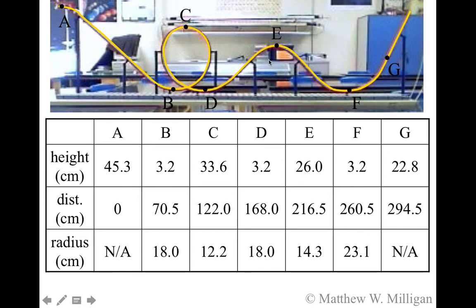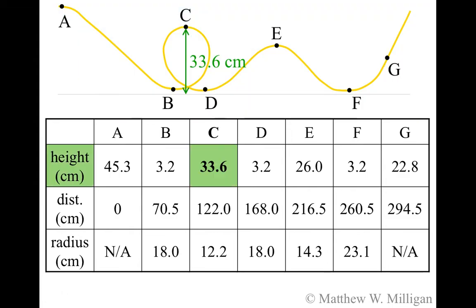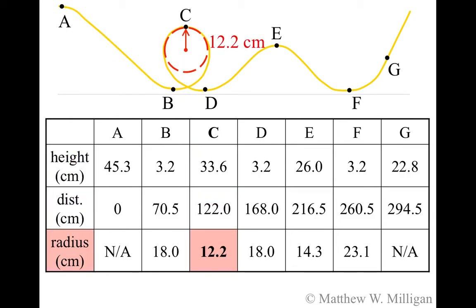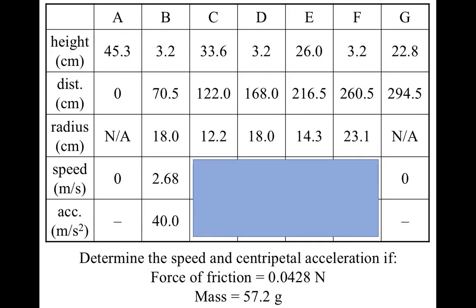Well, what's the most hazardous? Where are you most likely to fall? Well, yeah, it's obviously part C. So at that point, we have 33.6 centimeters, a distance of 122 centimeters, and a radius of 12.2. What we want to do from this is determine the speed and centripetal acceleration if we have a force of friction between the car and the track of 0.0428 newtons and a mass of the car of 57.2 grams.